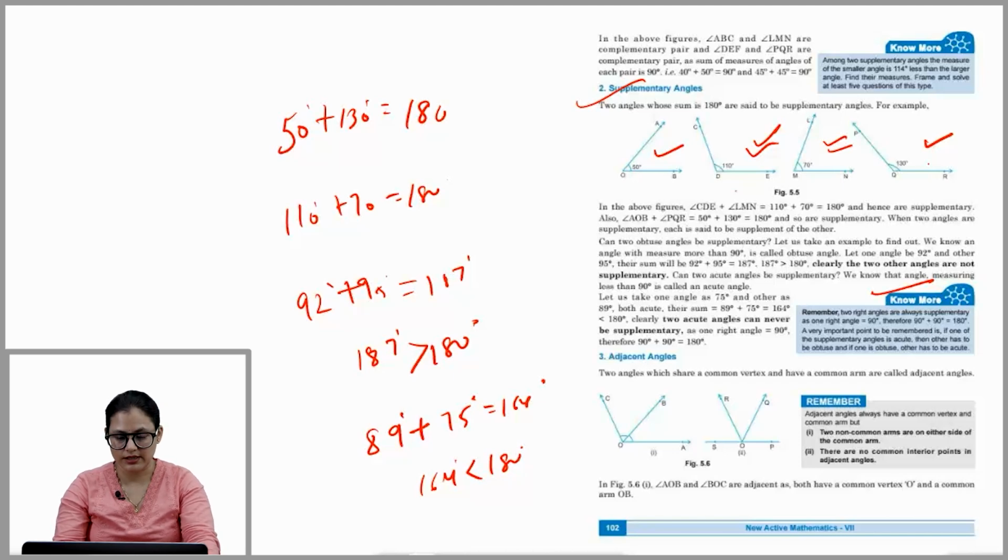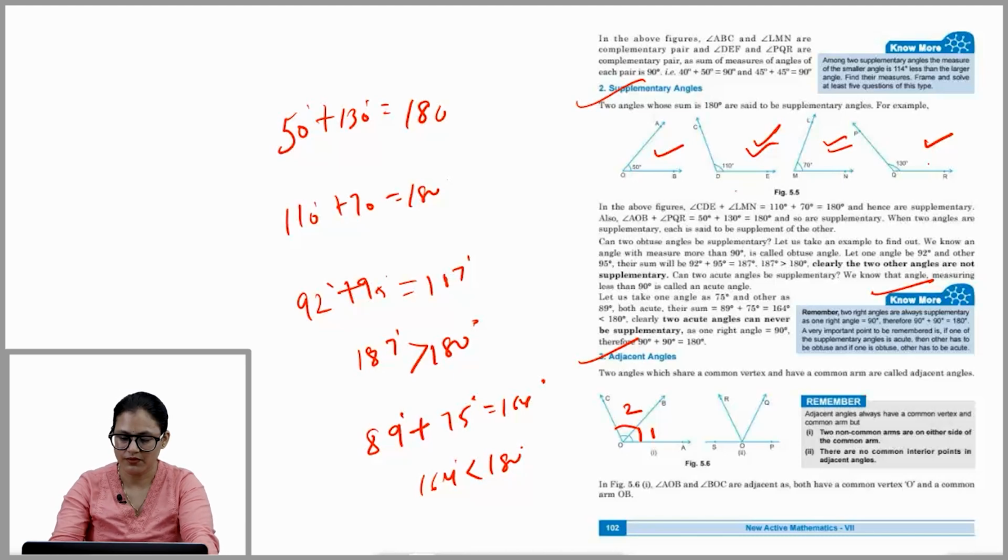Number 3, adjacent angles. Two angles which share a common vertex and have a common arm are called adjacent angles. In figure 5.6 first part, angle AOB and angle BOC, angle 2, are adjacent because both have a common vertex which is O and a common arm which is OB. Right, so adjacent angles share a common vertex and they also have a common arm, right?